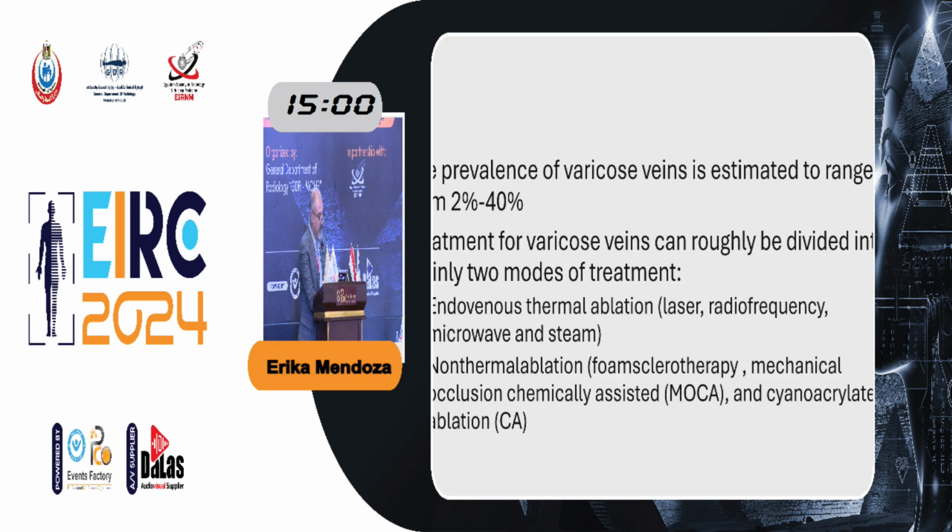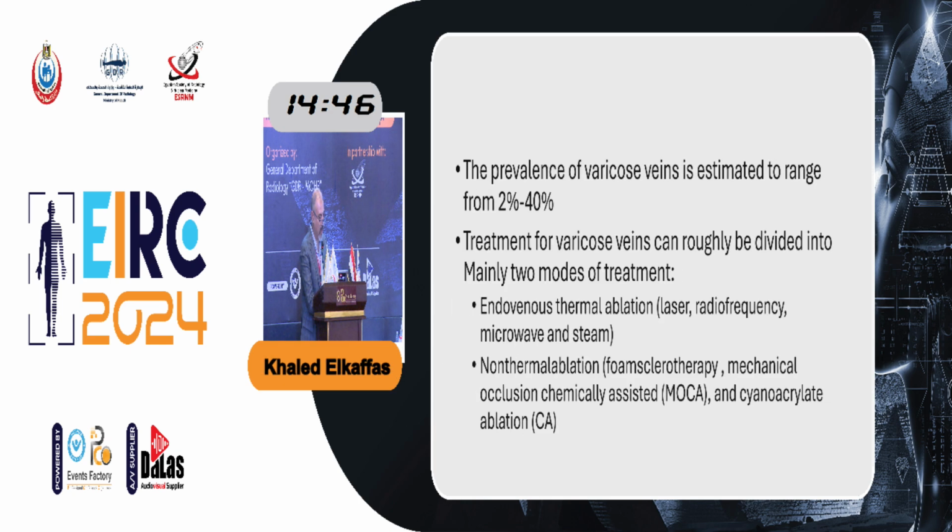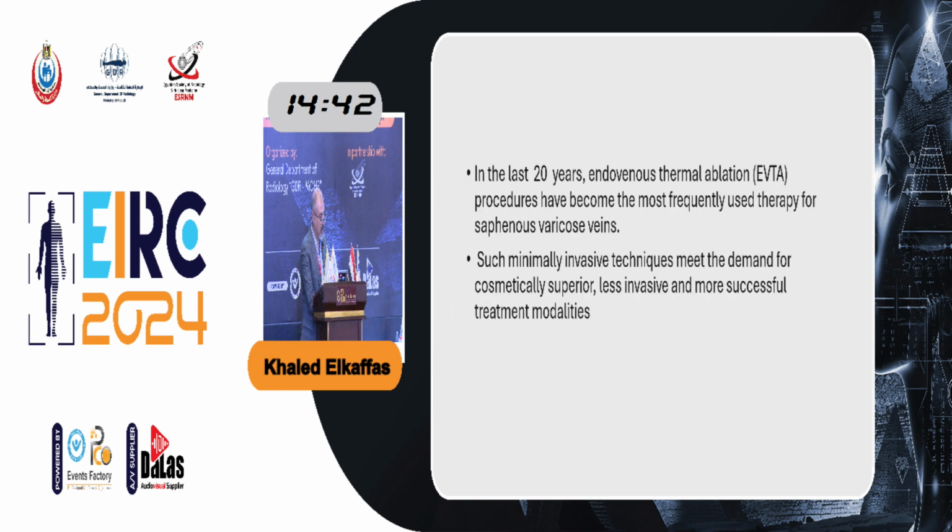The prevalence of varicose veins is estimated to range from 2% to 40%, so it is a very common disease affecting the population. Treatment of varicose veins can roughly be divided into two modes: endovenous thermal ablation, like laser, radiofrequency, microwave, and steam; or non-thermal ablation, like foam sclerotherapy, mechanical occlusion chemical assistance, which we call MOCA, and cryoclade ablation or glue ablation.